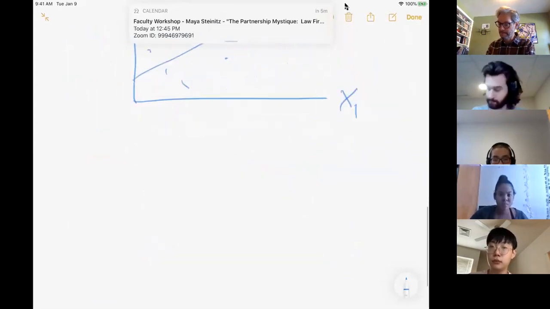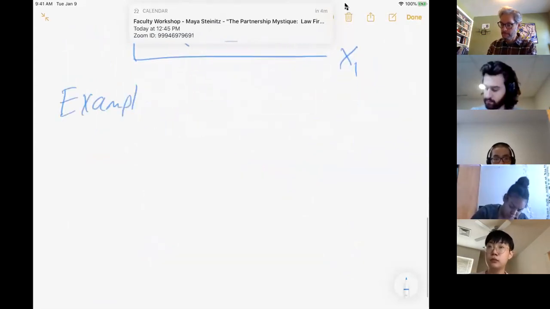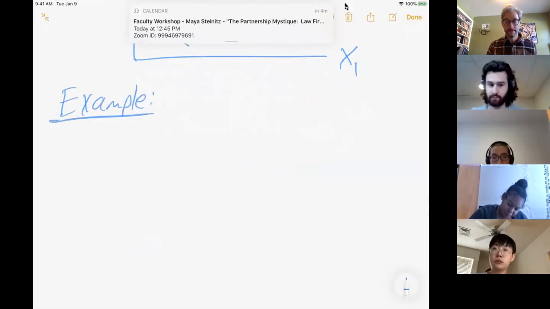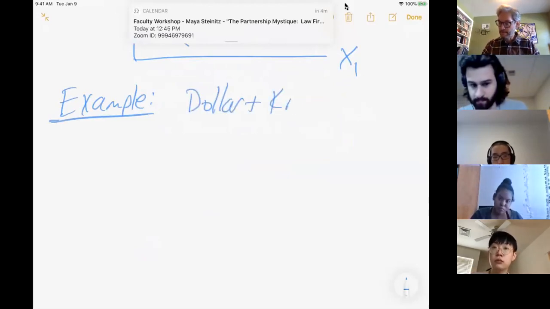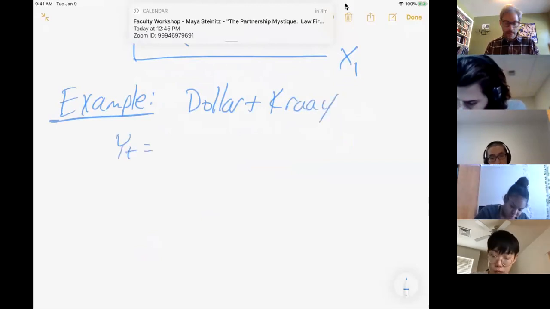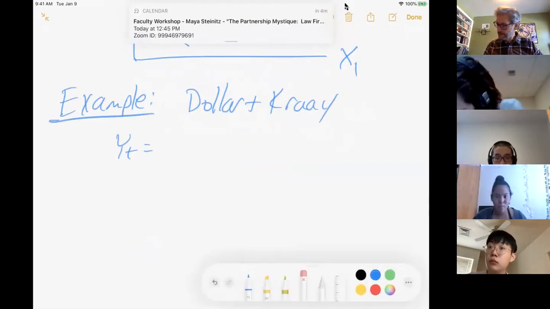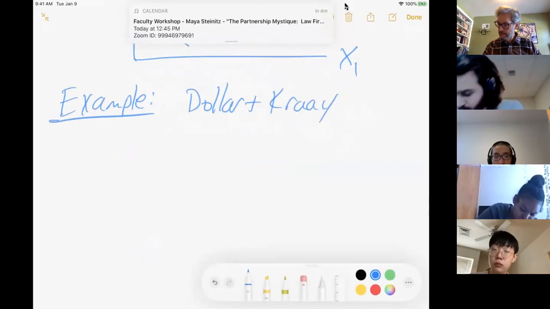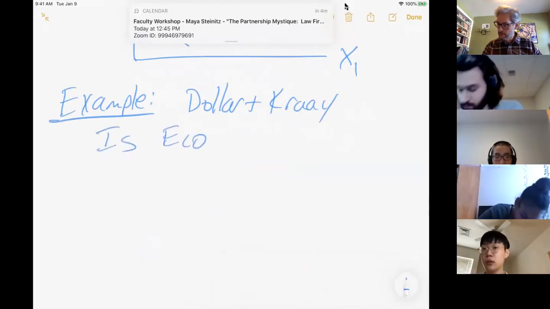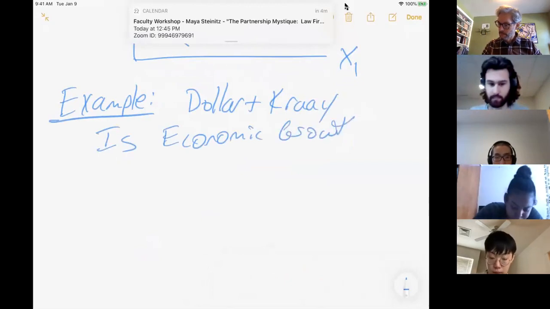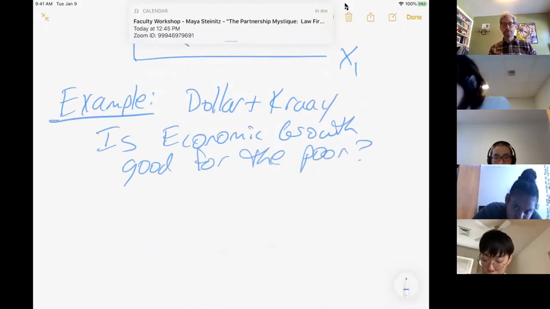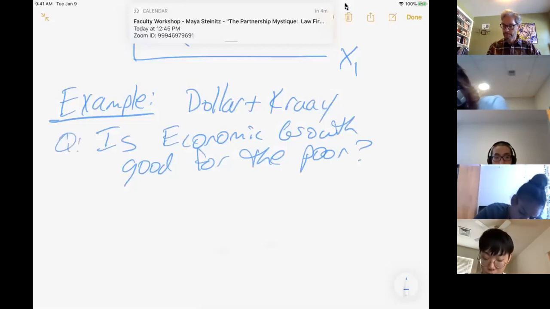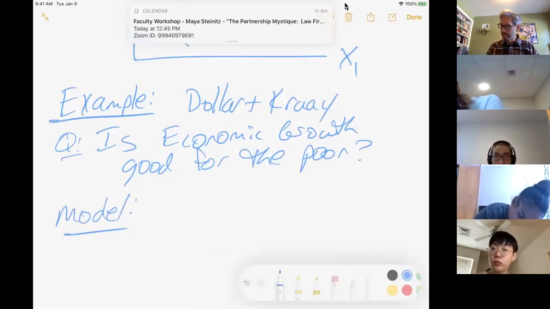So let me give you an example here of an econometric model related to growth. This is from a paper by Dollar and Kraay. And actually, let me back up here. Their question for their paper is: is economic growth good for the poor? That's their question. And so they develop an economic model.